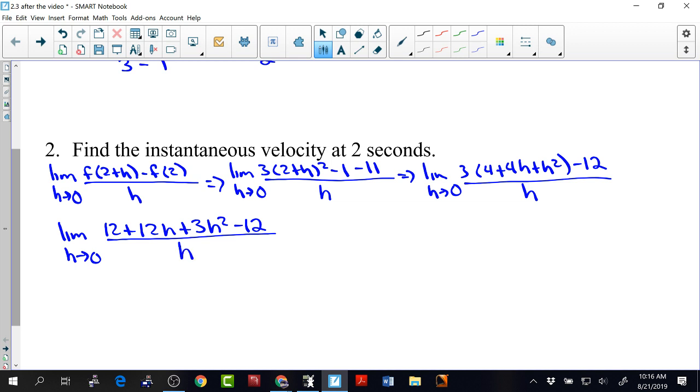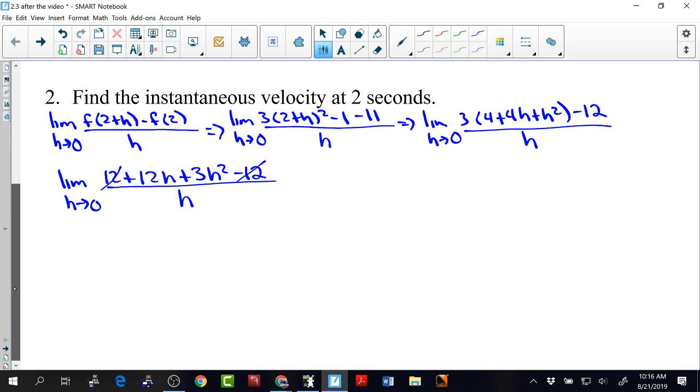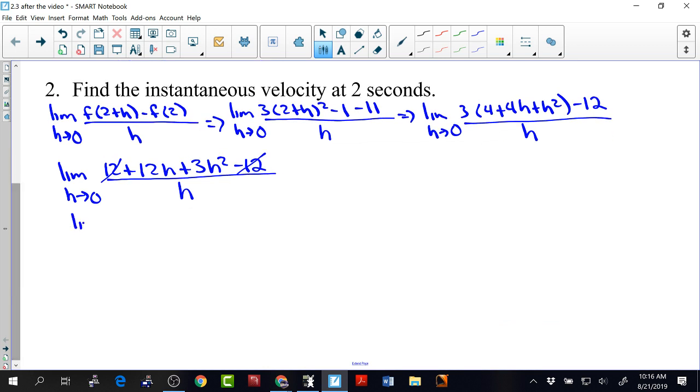Now we got good news. Anything without an h is going to actually cancel out. The two 12s, they got to go. If they didn't, then we wouldn't be able to factor out an h and cancel with the bottom one. So limit as h approaches 0 of 12 plus 3h, after factoring out an h out of everybody. Well, now we're actually plugging 0 in for h, so this is equal to 12 feet per second.